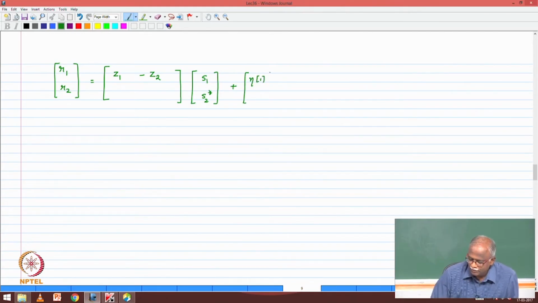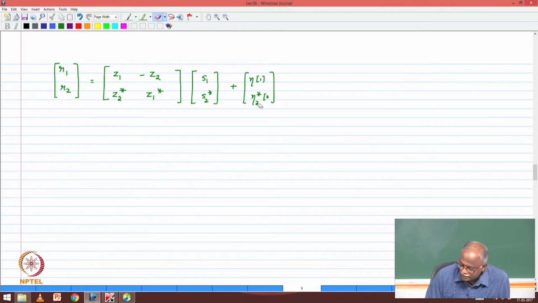Okay. That is the first equation. The second equation, R2, basically we saw R2 conjugate, but you can write down R2 becomes equal to Z2 conjugate, Z1 conjugate, and S1 S2 conjugate, and this one becomes N2 conjugate. Let's put them within brackets. Okay, N2 conjugate. So please verify that the equations that we got are of this form.